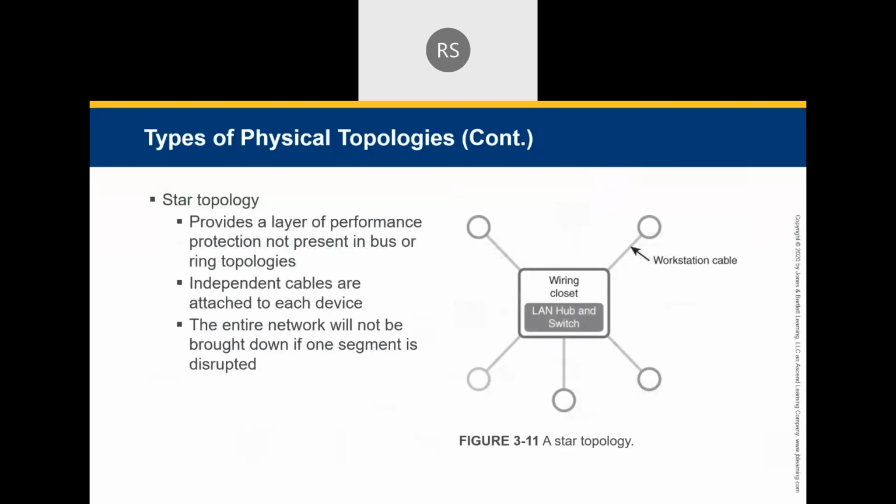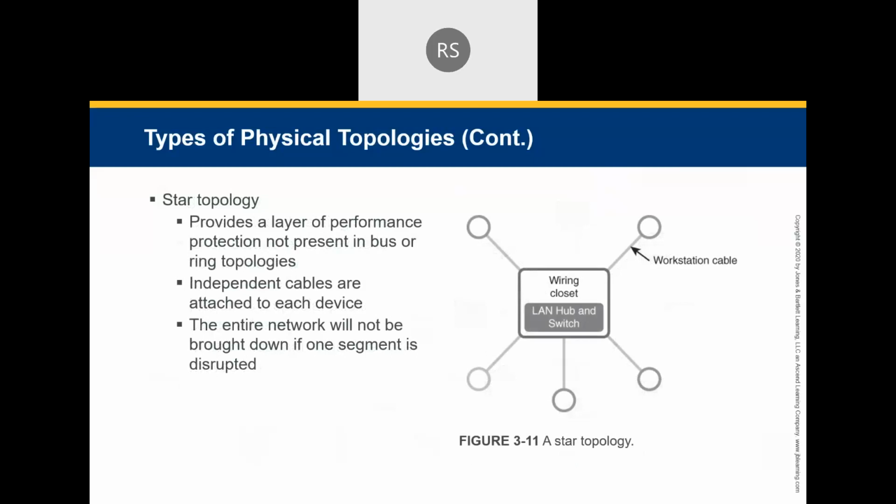Next, we'll talk about star topology. This is where independent cables are attached to each device, and all of these are going to be connected to a central hub or switch. Now, these devices, like I said, are connected to a central hub or switch. Each device has its own cable, and it forms a star-like structure. It also has performance protection, so disruption in one segment does not affect the entire network.